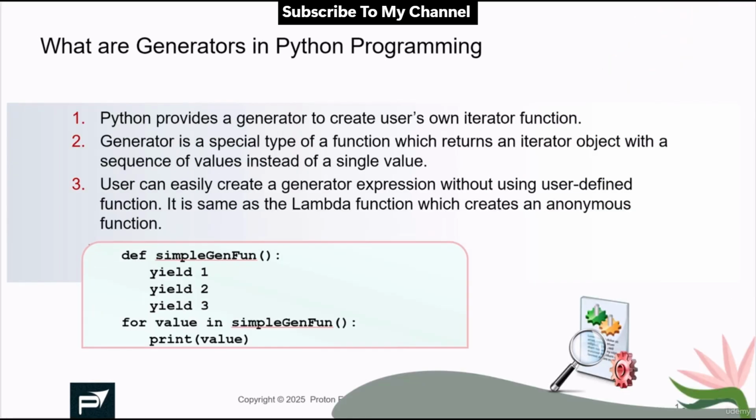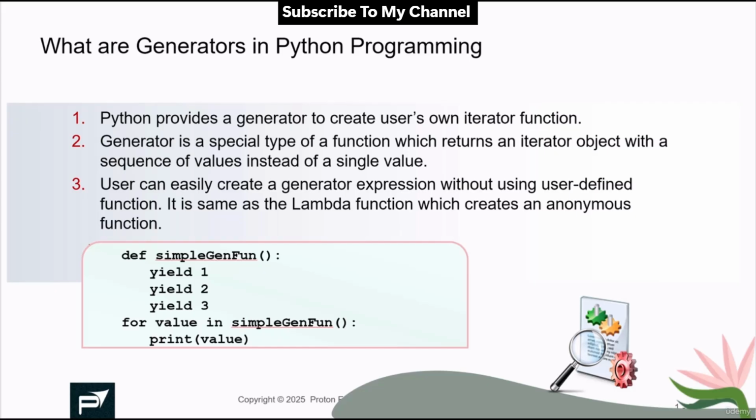Let's see what are generators in Python programming. Python provides a generator to create user's own iterator function. Generator is a special type of function which returns an iterator object with a sequence of values instead of a single value. User can easily create a generator expression without using user-defined function. It is same as the lambda function which creates an anonymous function. You can see the syntax for generator. Advantages of generator are easy to implement, memory efficient, pipelining with generators, represent infinite stream.